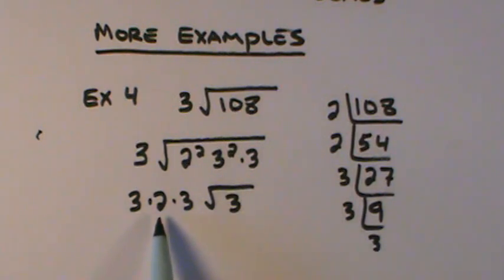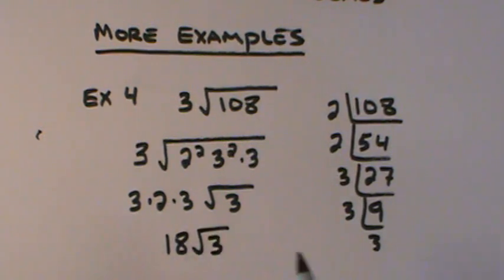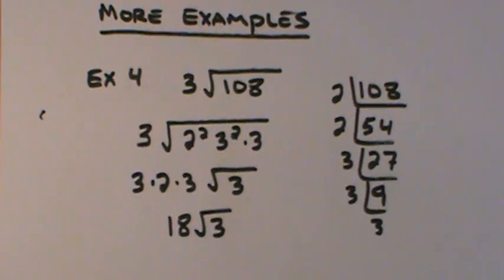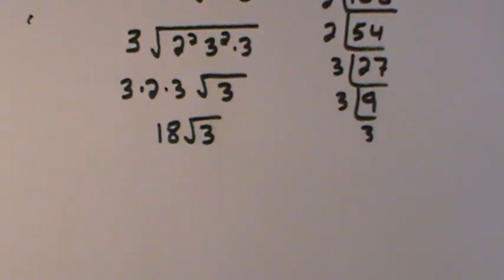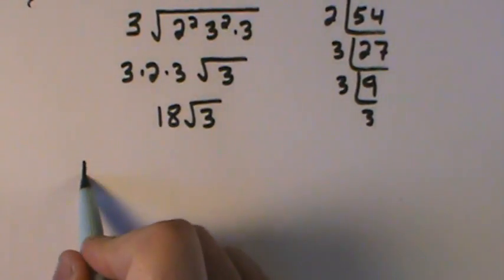3 times 2 is 6, and 6 times 3 is 18. So my final answer here would be 18 square root 3, or 18 rad 3. The word rad and square root are pretty much interchangeable for this lesson. Example 5.